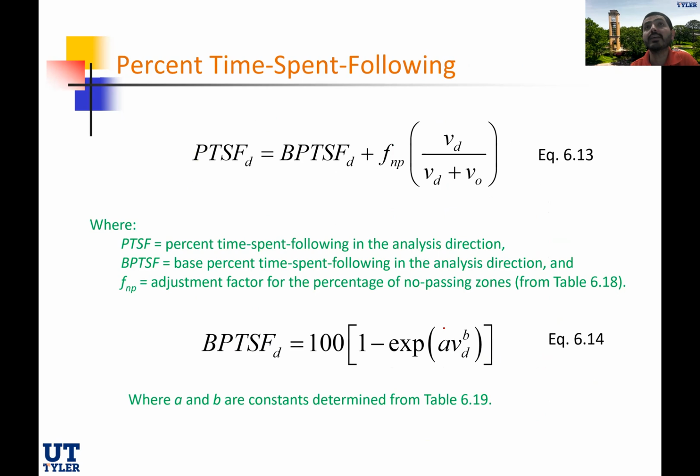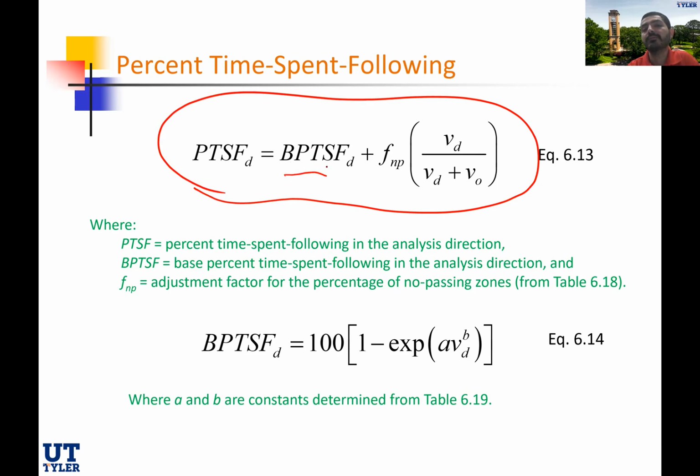If you are doing class A or class 1, you also need to do the percent time spent following, which is this equation: the percent time spent following at the base condition using this equation, plus FNP times VD over VD plus VO. All these equations will be provided to you. Don't worry about them. You just need to know how to use them. The best way to know how to use them is to look at the example in your textbook, as well as the recorded example that I posted for this facility.